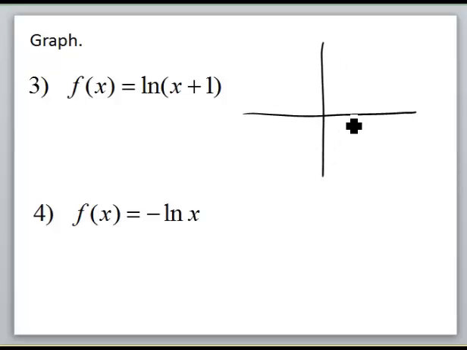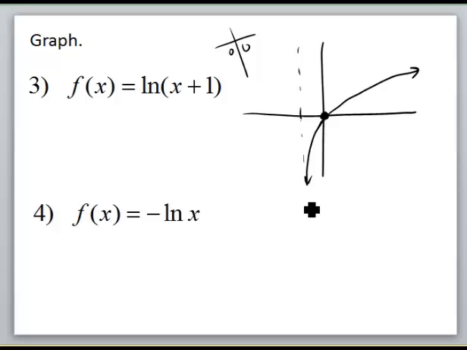So instead of that point being at (1, 0), it's now at (0, 1)... because if I put 0 in there, I would get the ordered pair. Put 0 in there, ln of 1 is 0. So I end up with the point (0, 0). So that means that my asymptote, actually this graph is going to get closer and closer to negative 1 without ever crossing it, and then increasing as it goes off to the right.